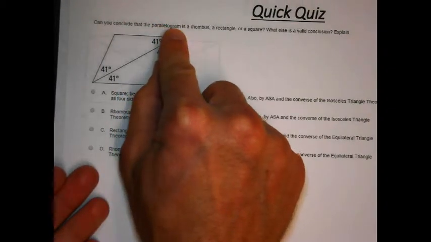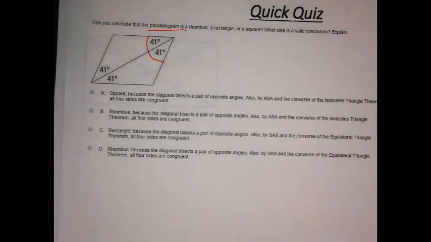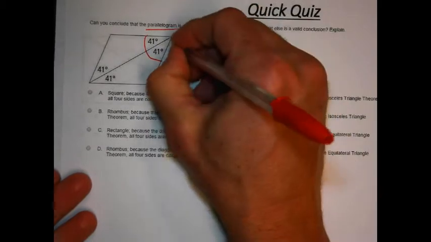Can you conclude that the parallelogram is a rhombus, rectangle, square? What else is a valid conclusion? Explain. Parallelogram. What's happening here? We have an angle being bisected by a diagonal, and that tells us some stuff. This tells us that with a diagonal bisecting an angle, we have a rhombus. Okay, so we know that.